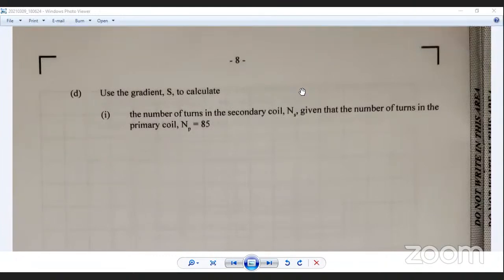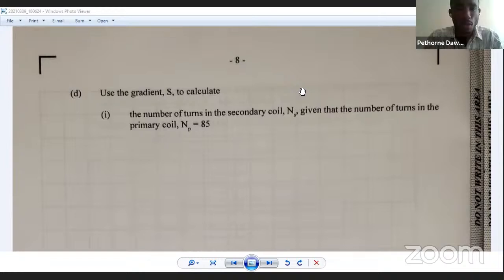All right. So Vs over Vp is what the gradient gives. Ns is what we want. Np is given as 85. So what we'd have to do now is transpose that equation that I just highlighted to find Ns. Now, if we transpose that, the gradient is equal to Ns over Np, so Ns would be Np times the gradient.